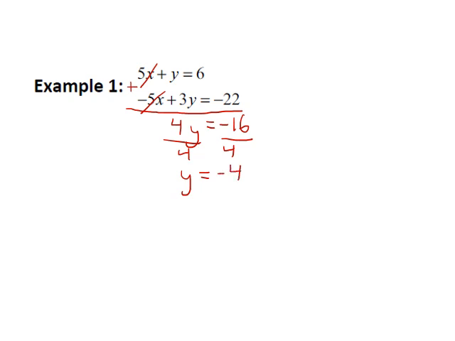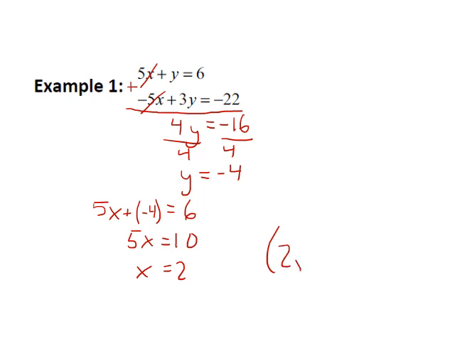My last step to solve for x, I'm going to plug our new y into an original equation and solve. So I'll just choose that first equation, 5x plus y equals 6. So 5x, when I add that negative 4 over, gives me 10. Dividing by 5, x is 2. And we'll list my solution as an ordered pair, 2, negative 4. So this system had one solution, and we found it by using the elimination method.